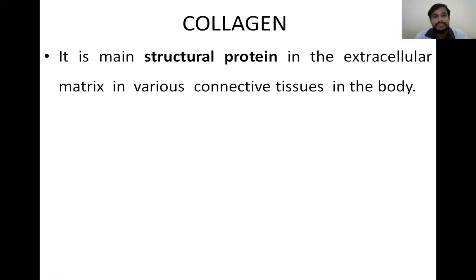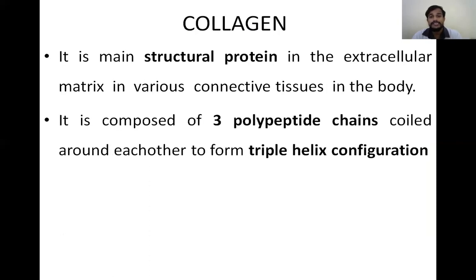And coming to the collagen, it is the main structural protein in the extracellular matrix in various connective tissues in the body. And it is composed of 3 polypeptide chains coiled around each other to form triple helix structure. So we had seen in the previous slide the triple helix structure. And if you remember the protein structure, we had studied the primary and secondary structure. In secondary structure, we had seen alpha helix and beta pleated. And apart from that alpha helix and beta pleated, we had seen the supercoils and triple helix configuration. So that triple helix configuration is seen in the collagen.